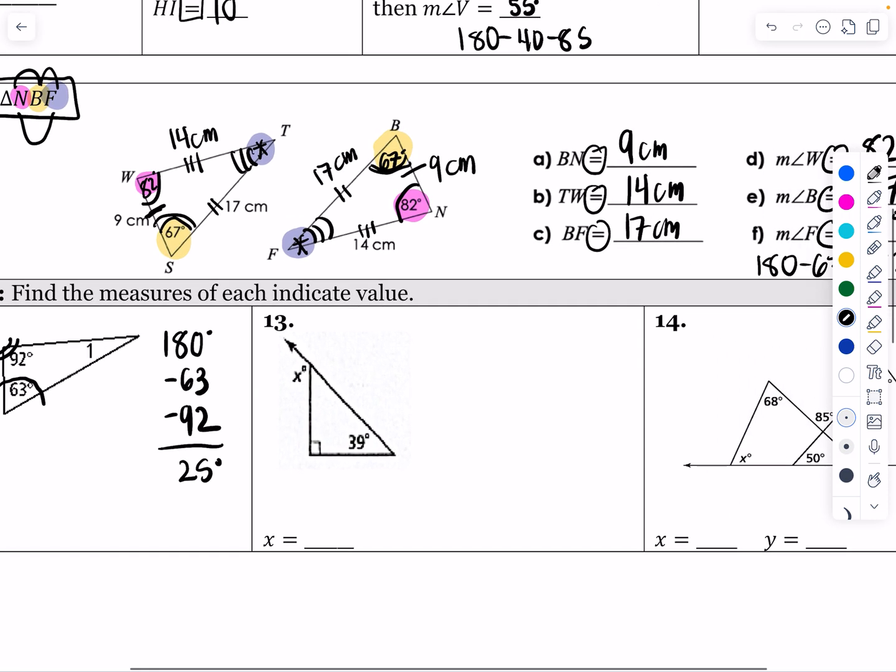All right, number 13. The first thing I notice is that I've got a right triangle, and I've got the right angle here, so I'm going to go ahead and fill in a 90, so I just don't forget that that does have a value there as well. And then another interior angle is 39. What I'm solving for is this exterior angle.